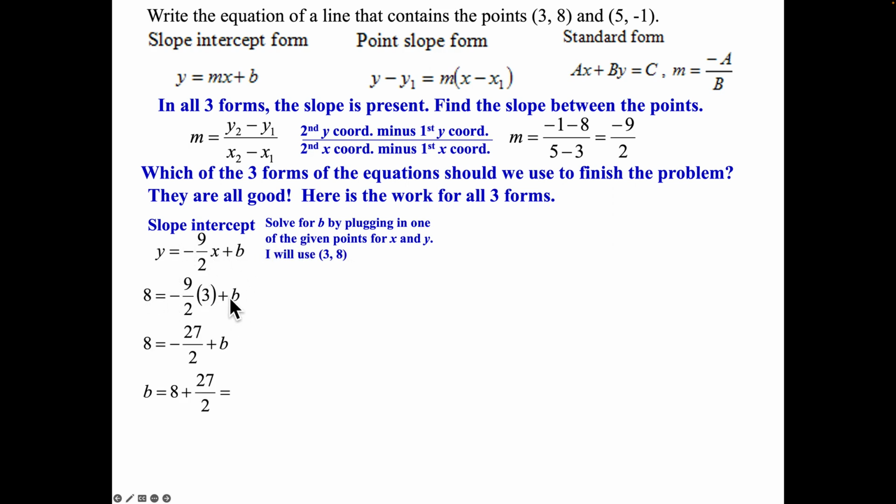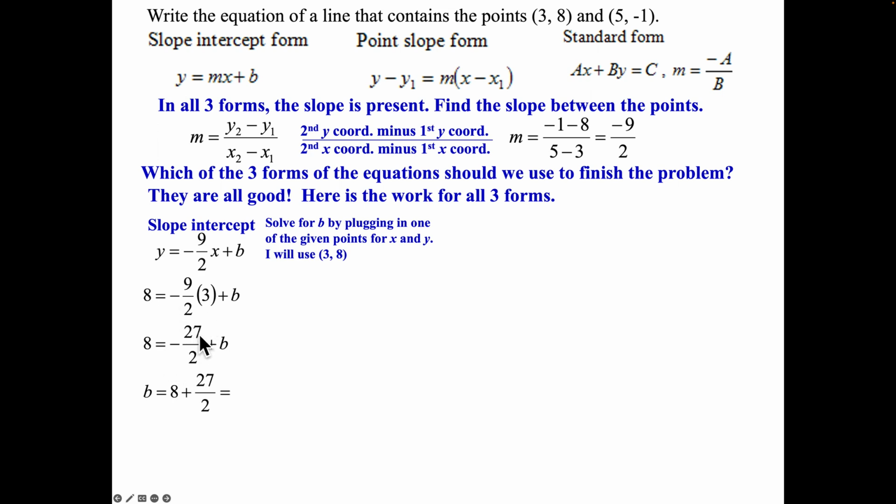Now, you probably put the 3 in for x and the 8 in for y, and then you tried to solve for b. Downside to this is that this 2 does not divide evenly into the 3. Even if I use the other point, 2 doesn't divide into 5. So I am forced to work with fractions. This is why when you were in junior high or high school, they only talked about this equation, to force you to keep working with fractions so that skill wouldn't die.